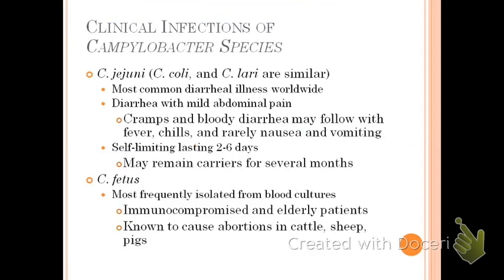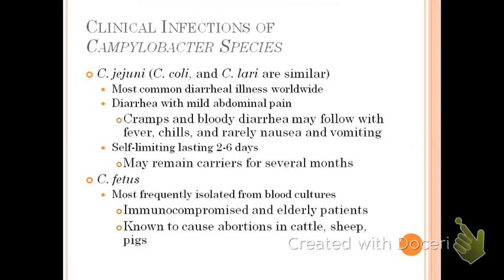The diarrhea is usually accompanied by mild abdominal pain, characterized by cramps. Bloody diarrhea may follow with fever, chills, and sometimes nausea and vomiting. The diarrhea would be self-limiting, which could last for about 2 to 6 days, but individuals could remain carriers for several months. Campylobacter fetus is also isolated from blood cultures, and this type of organism mostly infects individuals who are immunocompromised or elderly patients.